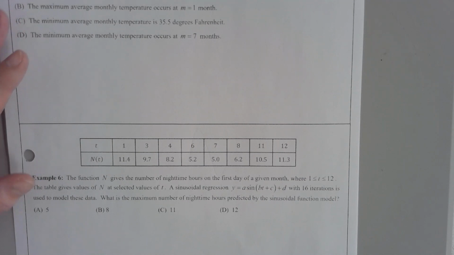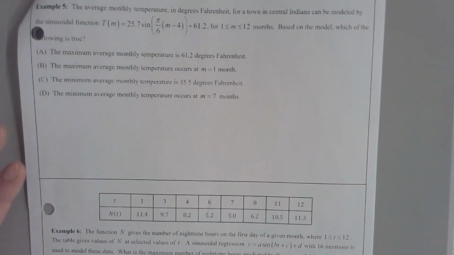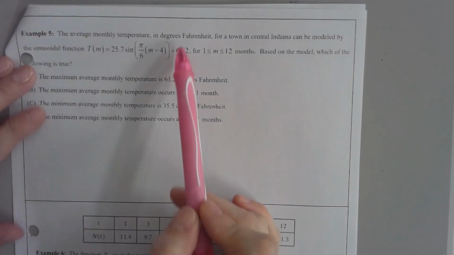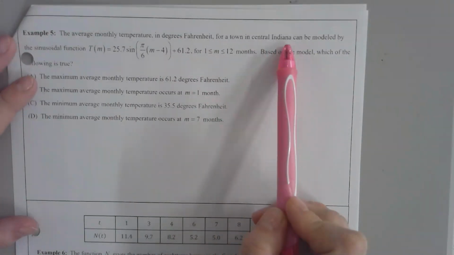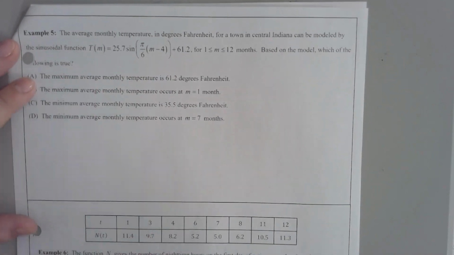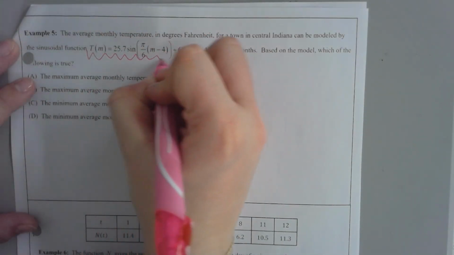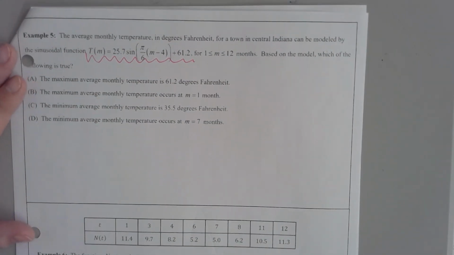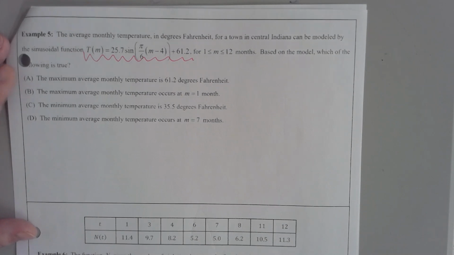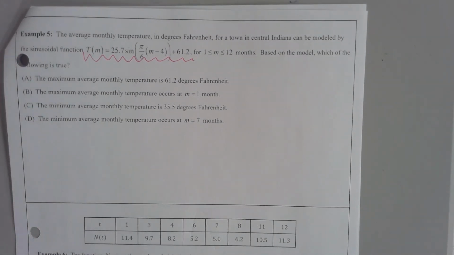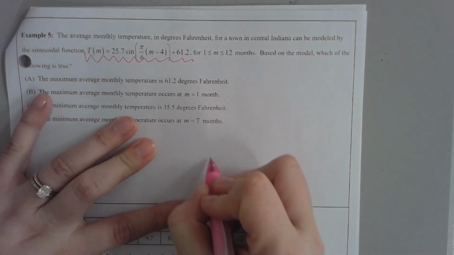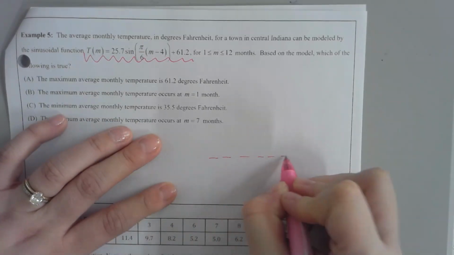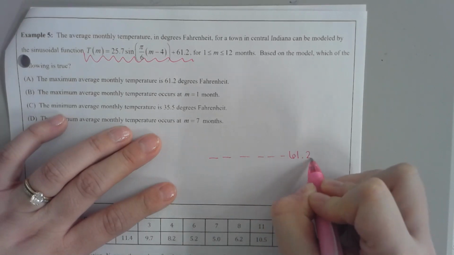Alright, then we're going to see some problems, possibly like this. The average monthly temperature in degrees Fahrenheit for a town in central Indiana can be modeled by this function. You're probably going to get a calculator on this one, though I wouldn't know that for sure. Based on the model, which of the following is true? When you see a problem like this, some things I am going to note: my midline is at 61.2.